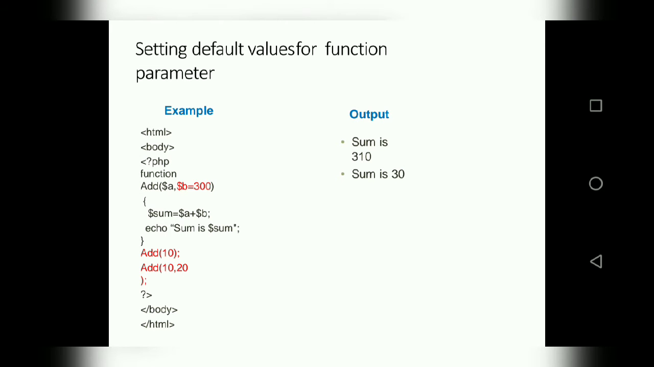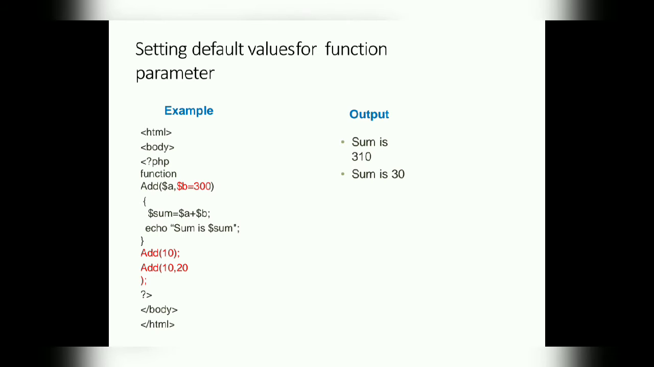Now, setting default values for function parameters. In the definition of a function, we can set default values for the parameters. When this function is called, if the user does not pass values for a parameter, then the default value is considered. But if the user passes a value for the parameter, then the default argument is ignored.